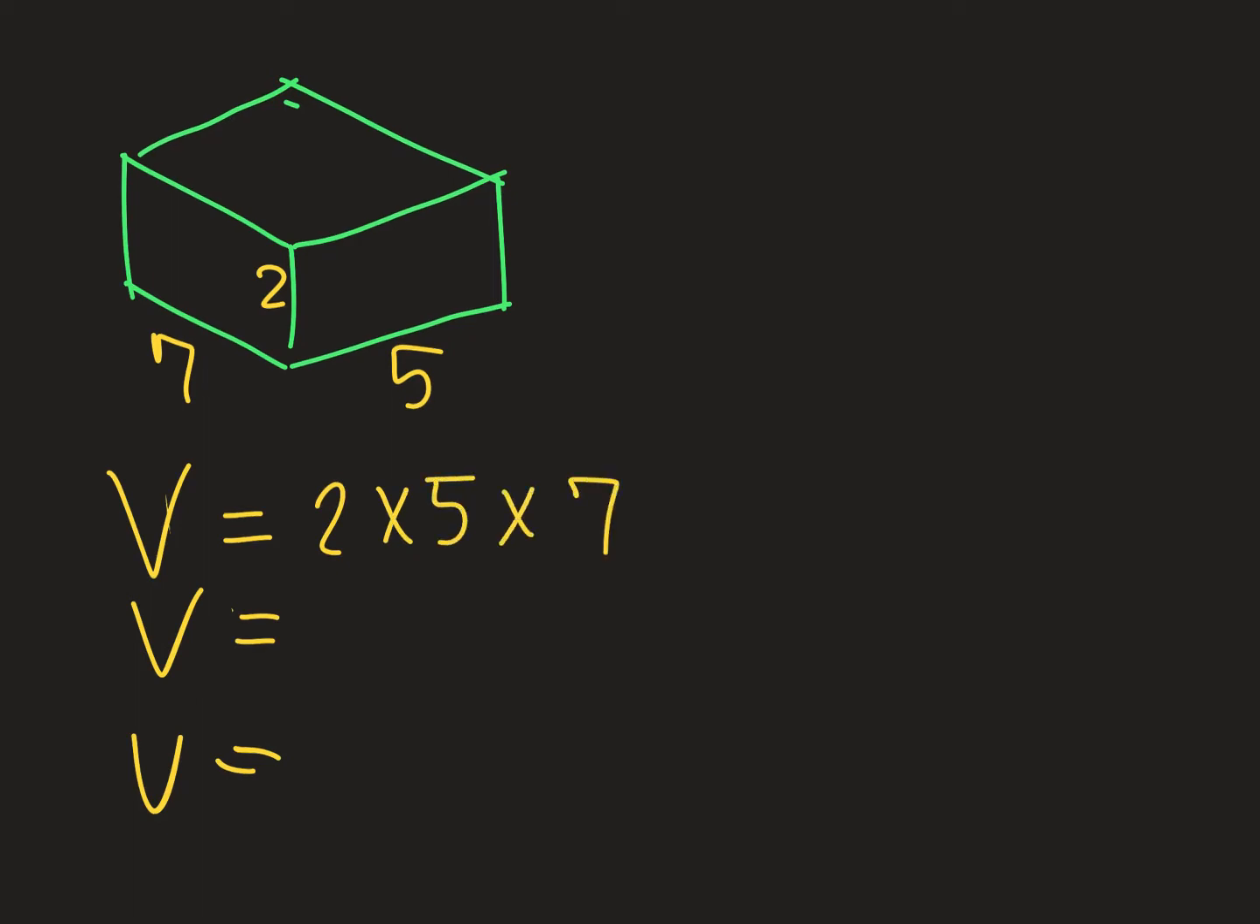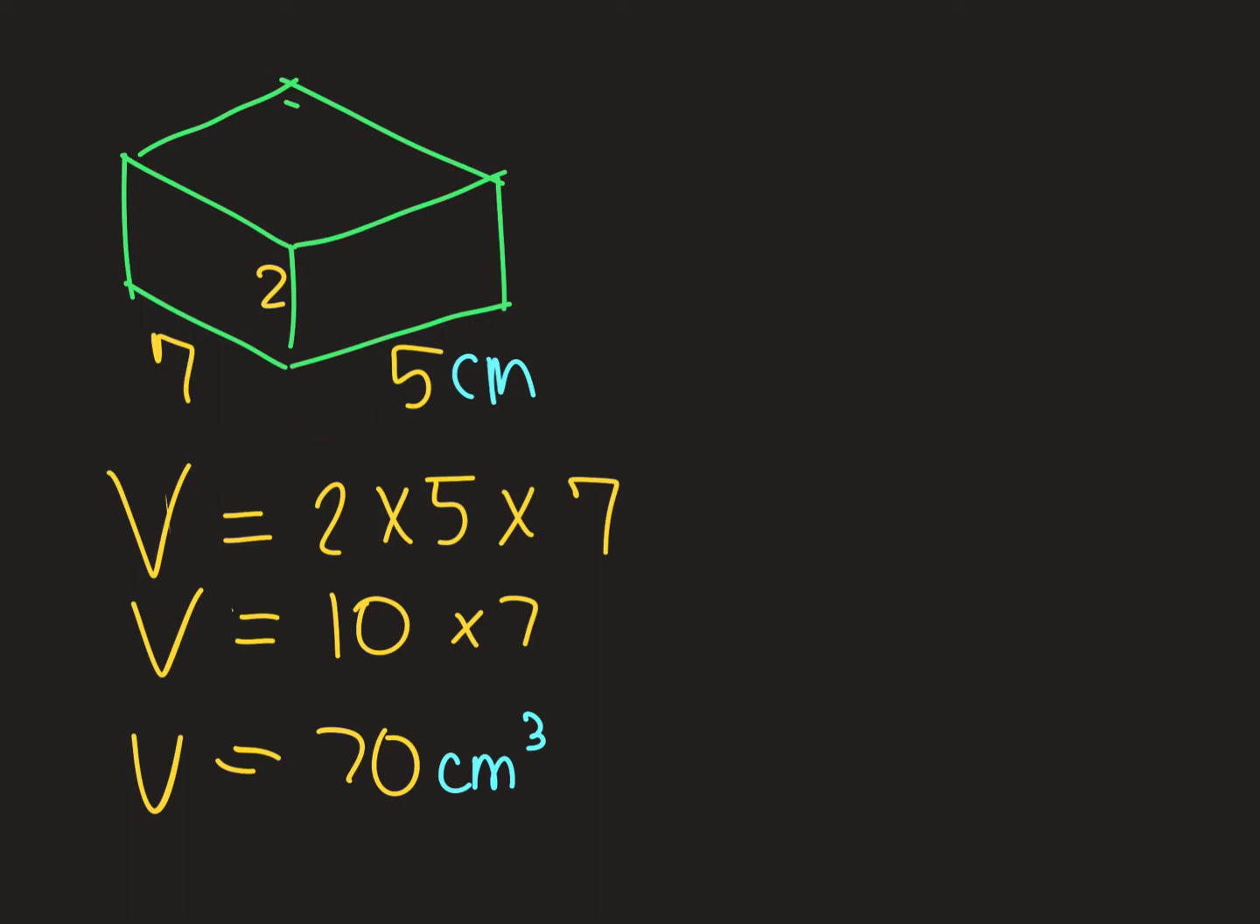It really makes no difference what order you put them in. I think I would like to do 2 times 5 first because it ends in 10, and it's easy to multiply things by 10. If the label said centimeters, the label would be centimeters cubed. Centimeters cubed. So volume is just multiplying the 3 numbers together.